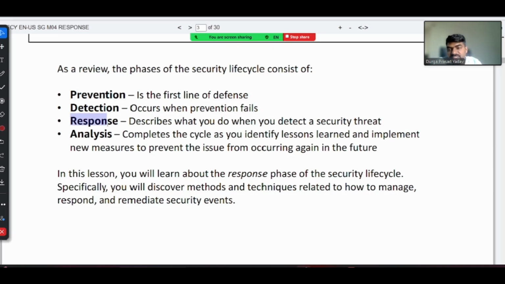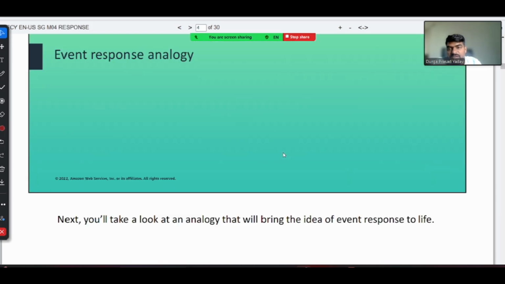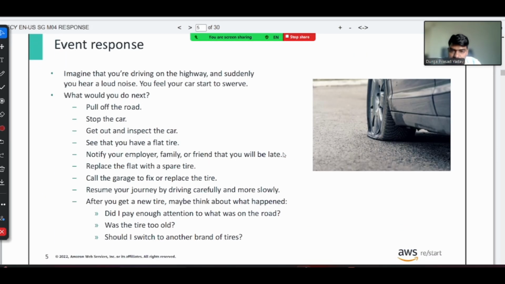Response describes what you do when you detect a security threat. What will you do once you detect a security threat? So here is an event response analogy, one example that has been given to you. Let's suppose you are driving a car on the highway. Suddenly you hear a loud noise. You feel that your car has started swerving, meaning moving left and right. Let's say your car tire is punctured or it got burst.